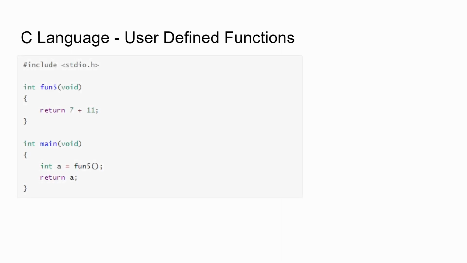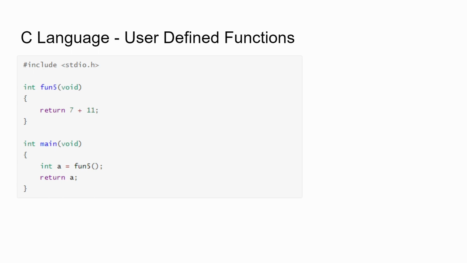So here's an example of a user-defined function. It's fun5. All it's going to do is return 18 as an expression, which is 7 plus 11, but it's going to return 18. So because it's returning an integer, before fun5, the type of the function is integer, and then I'm making sure the value I return is an integer, which an integer plus an integer is an integer. It's always an integer, so we're good. In main, I set the value of a equal to fun5 and then return it.